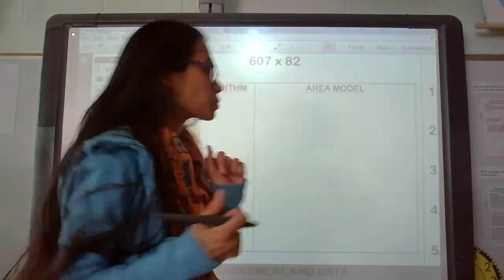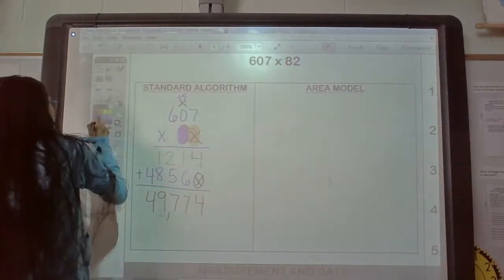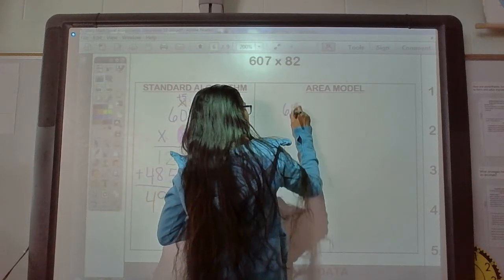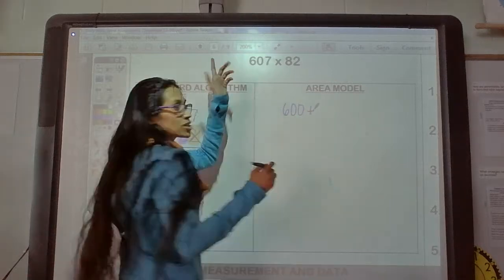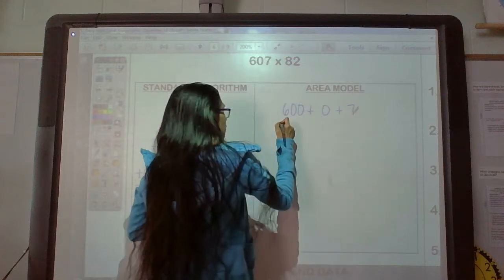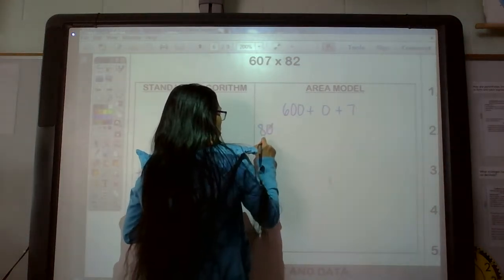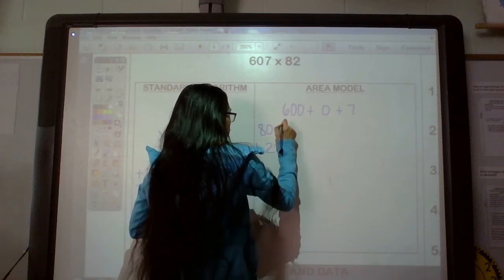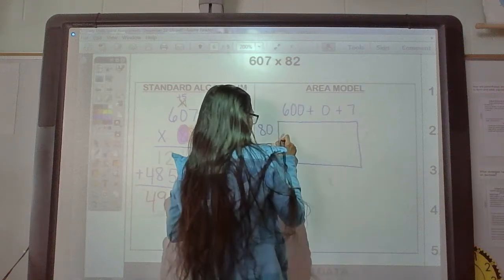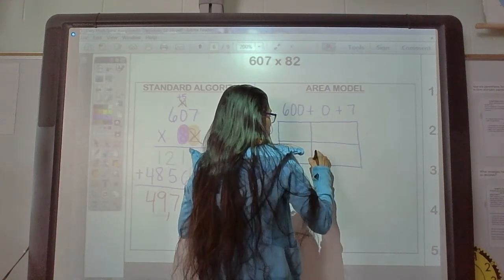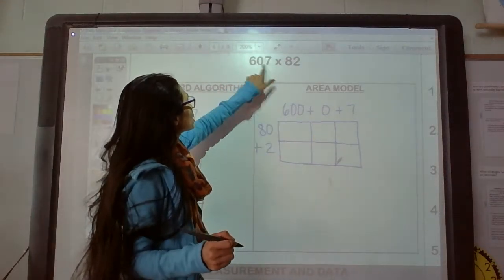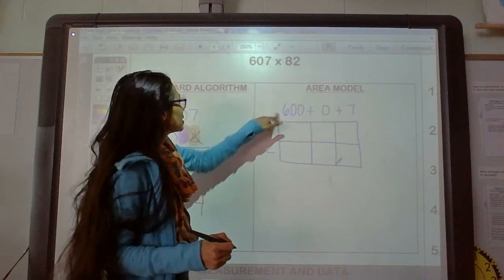Let me show you. All right, 607 times 82. Let's go ahead and write down each number in expanded form. 600 plus, that's just a 0 by itself, plus 0 plus 7. And then this is going to be 80 plus 2. All right, draw your rectangles right here. Okay, so let me make sure I wrote it right. 600, 0, 7, 80, and 2. Okay, we're good with that.